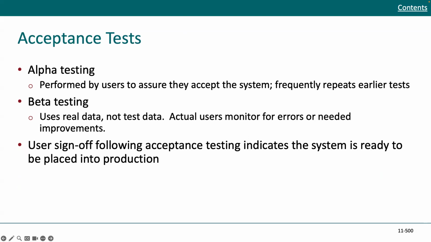For our acceptance tests, we have alpha and beta testing. Alpha testing is performed by users to ensure that they accept the system, and it frequently repeats earlier tests. Beta testing uses real data, not test data, and actual users monitor the results for errors or needed improvements. The user sign off following acceptance testing indicates that the system is ready to be placed into production.